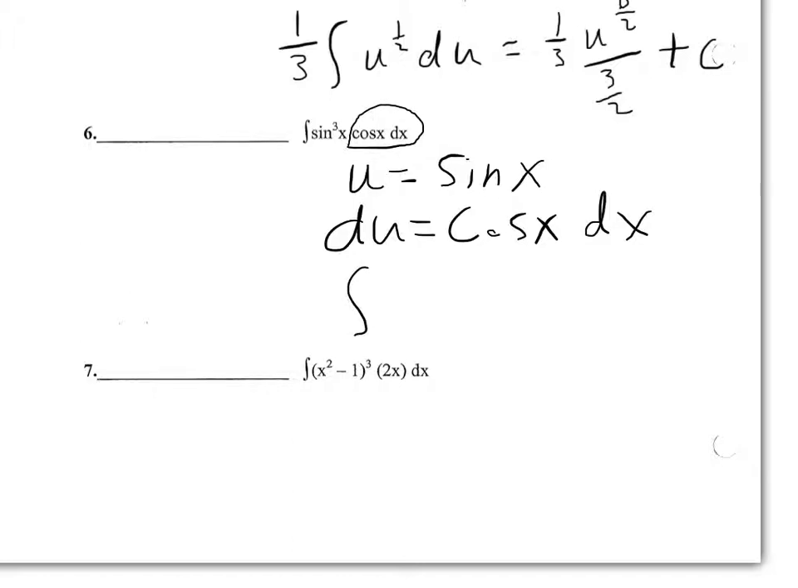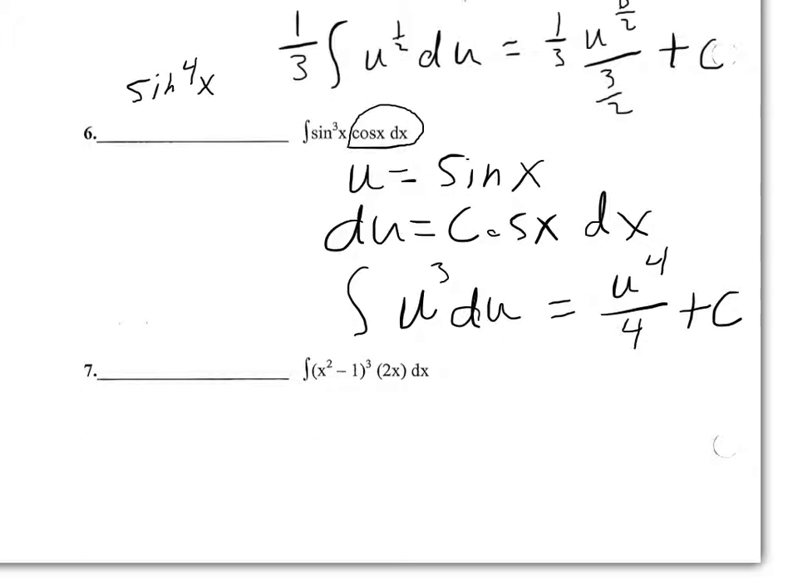So we'll just say that it's now the integral of, instead of sine cubed, u cubed du. Power rule says u to the 4th over 4 plus c. Substituting sine back in, I should end up with sine to the 4th x over 4 plus c.